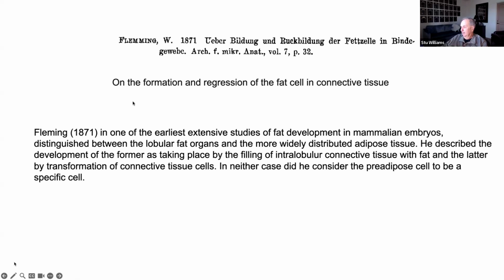But the most important thing that I realized here is his statement that the pre-adipose cell that is in fat, you can't really define it as one specific cell. There are multiple cells in fat that basically participate in the formation of new fat.